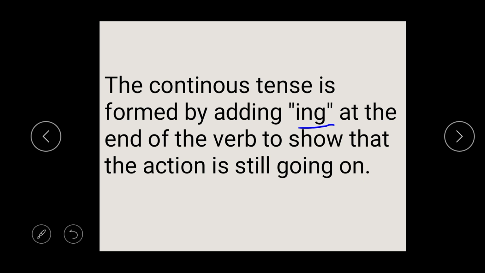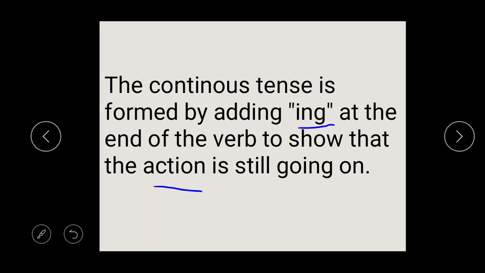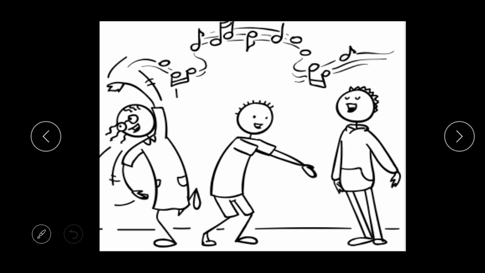So when you want to form a continuous tense, it is usually formed by adding ing at the end of the verb to show that the action is still ongoing. So let's look at examples. Look at this. What are they doing? They are dancing. Dancing is an action, and it shows that it is continuous because it is an action that is still ongoing. Okay?